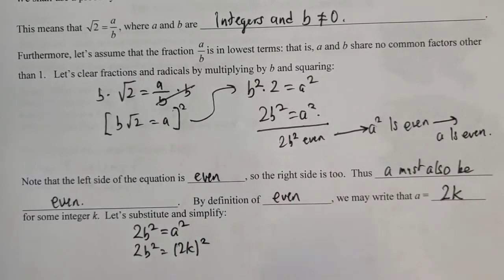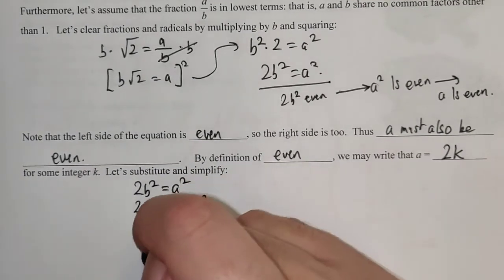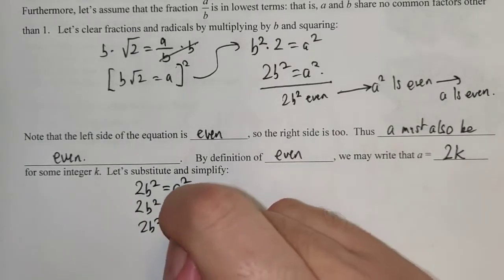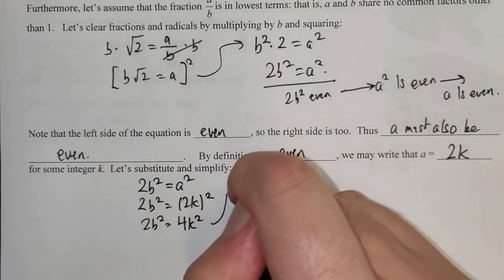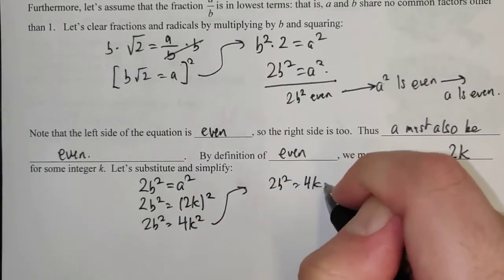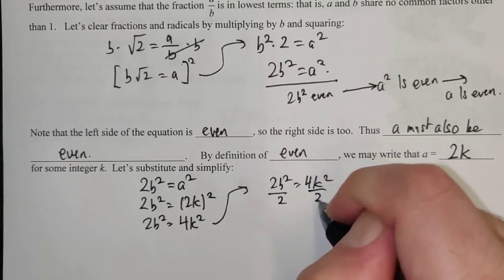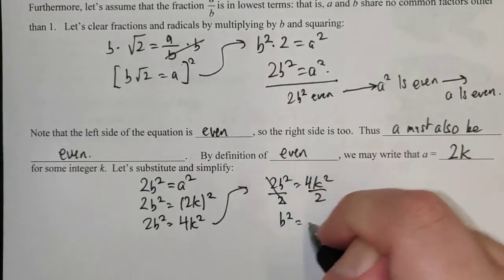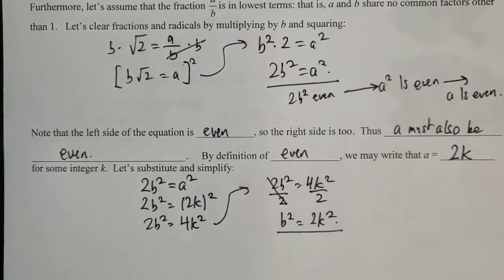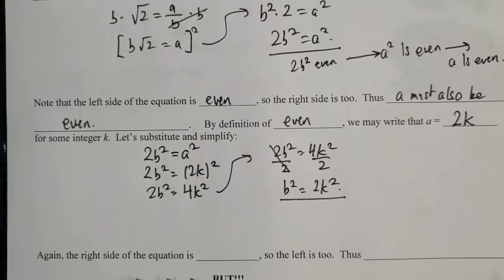So let's go ahead and write this out here. This is 2b squared equals, when you square this, you get 2 squared times k squared, so that's 4k squared. So now we have 2b squared equals 4k squared. We can divide both sides by 2 because there's a common factor of 2. We get b squared is 2k squared. Now this looks a lot like what we have here. That's good, because now let's continue.